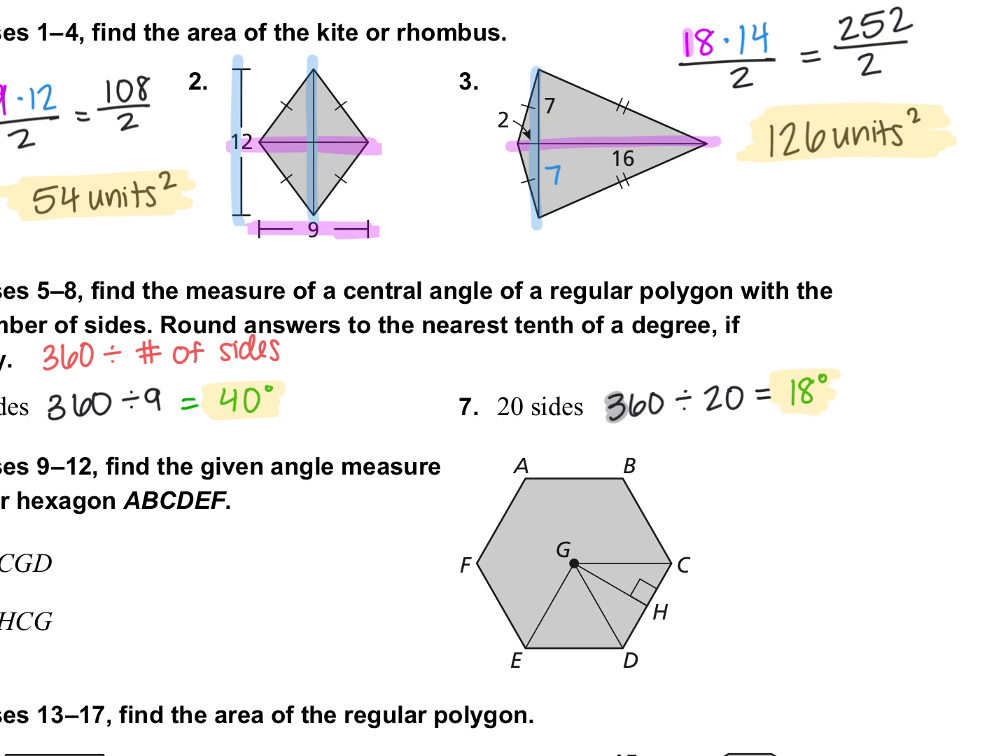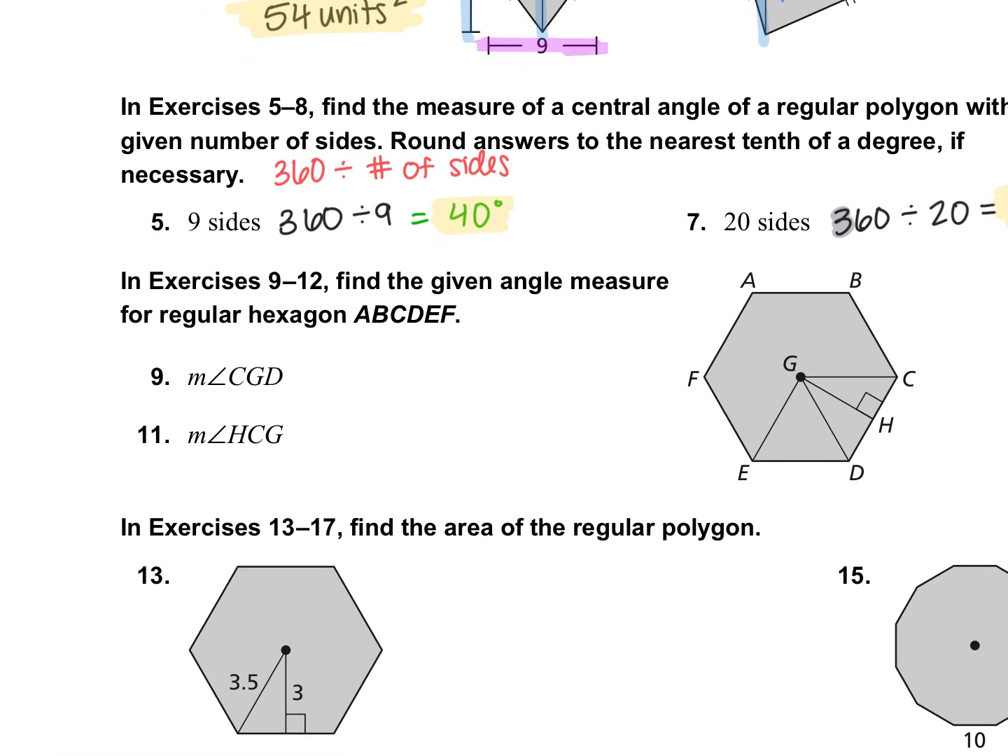All right, looking at the next one, 9 and 11. It says find the given angle measure of the regular hexagon. So now we're finding the measure using the shape that's given. So the measure of angle CGD. What is this angle considered?